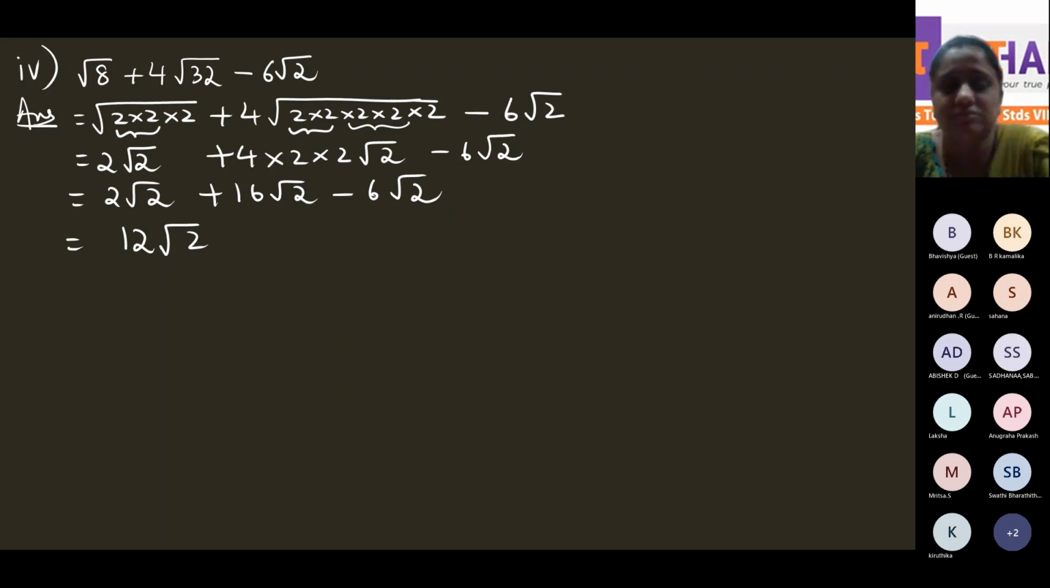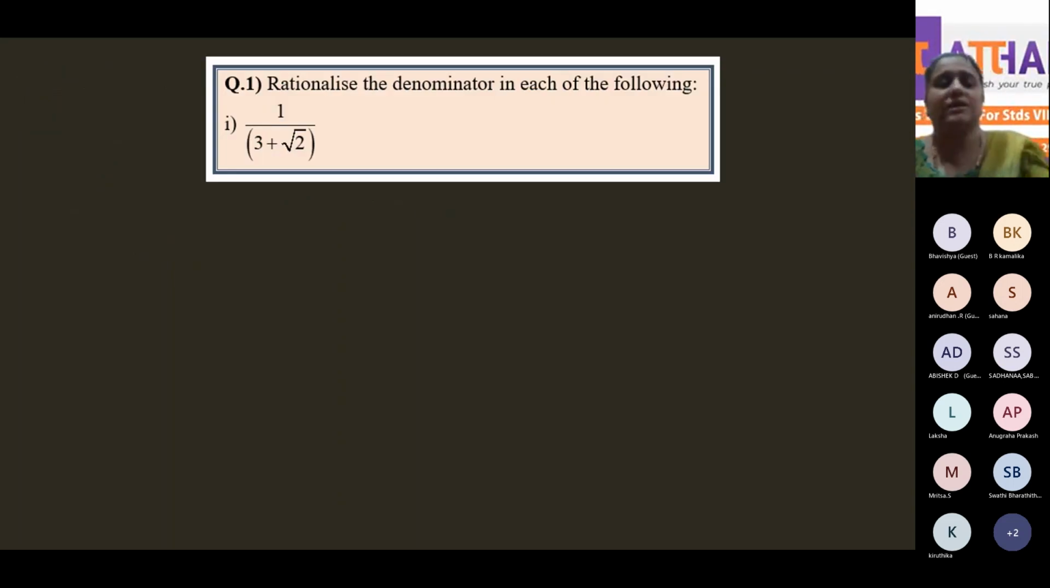Done, children? Yes, ma'am. All right, children. So now we have learned how to simplify expressions containing irrational numbers. You can see root 8 is irrational, 4 root 32, 6 root 2. So we have learned how to simplify expressions which are irrational. Now let's move on to the next topic, and that is rationalizing the denominator. This is the next topic, rationalizing the denominator.